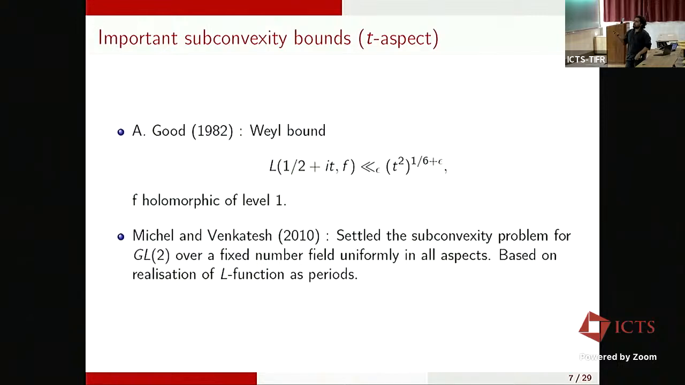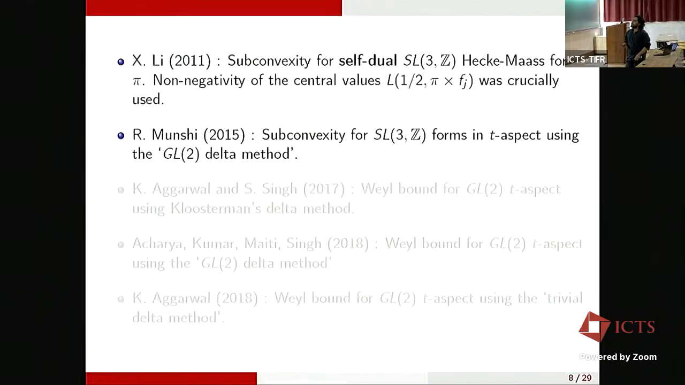Okay, so there are many generalizations of this bound and many other aspects, but I'll just focus on the T aspect in this talk. But I want to mention this famous work of Michel and Venkatesh. They proved subconvexity for GL2 uniformly in all aspects. So as far as just the subconvexity bound is concerned, this is completely solved. And this was based on viewing the L-function as periods. Okay, so that's what we know for GL2.